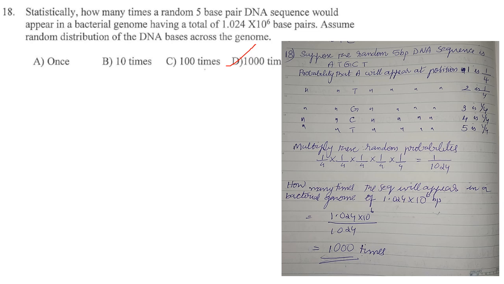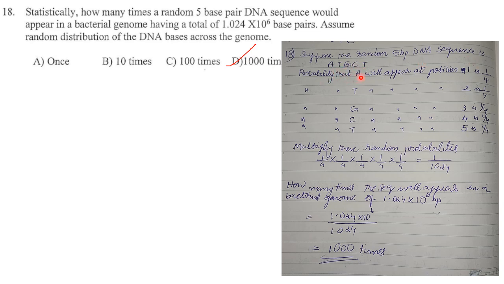The next one. Statistically, how many times would a random 5 base pair DNA sequence appear in a bacterial genome having a total of 1.024 × 10^6 base pairs? Assume random distribution of the DNA bases across the genome. Now suppose the random 5 base pair DNA sequence is ATGCT.